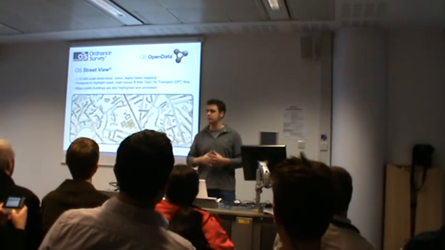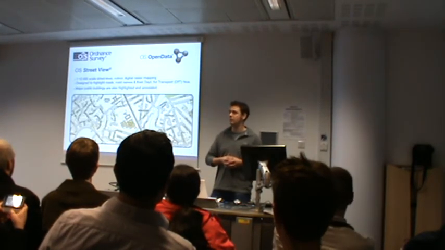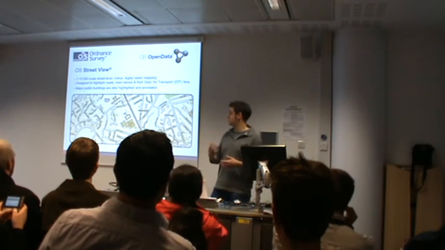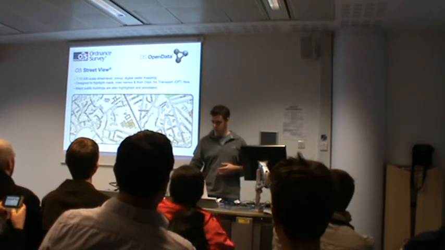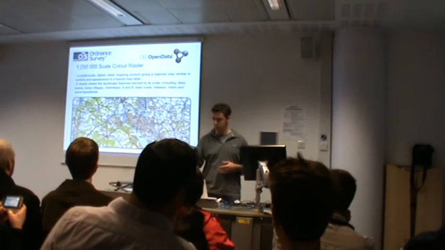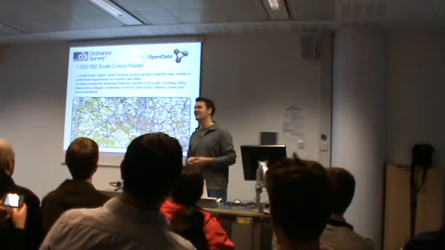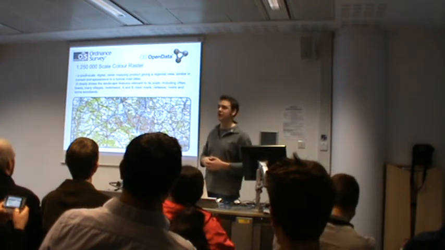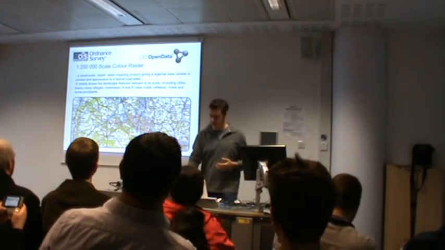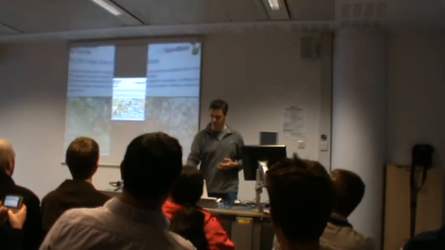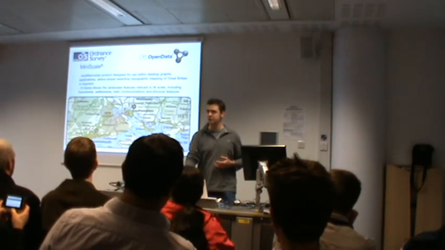So OS Street View is a 1 to 10,000 scale map that you can use as contextual mapping. The 1 to 250,000 mapping is again another raster data set that you can use to plot your data on top of. Miniscale is just further out, it's at 1 to 1 million scale.